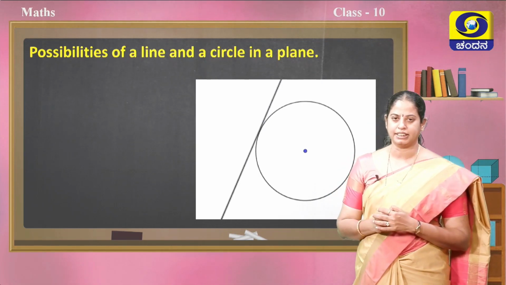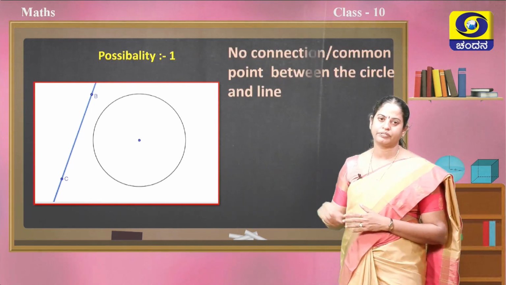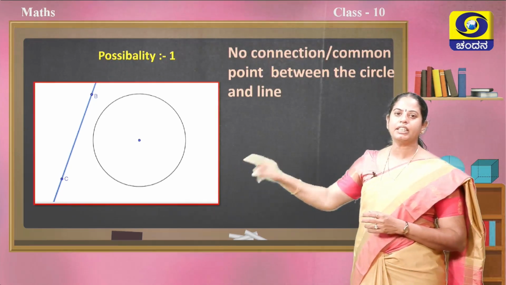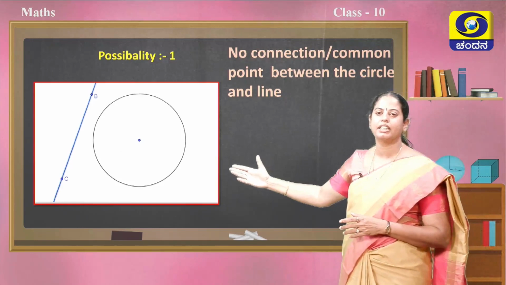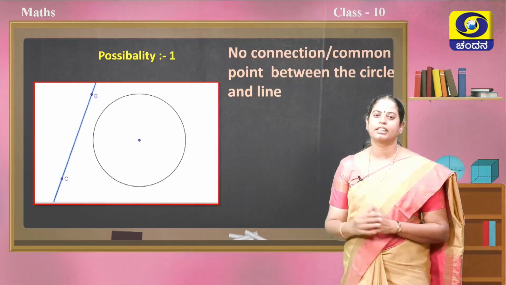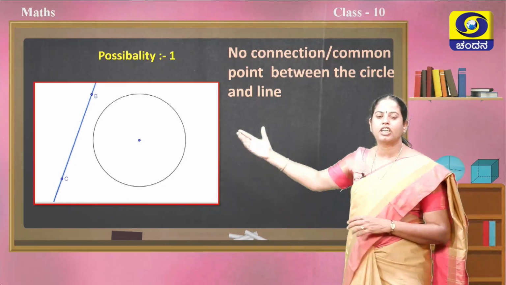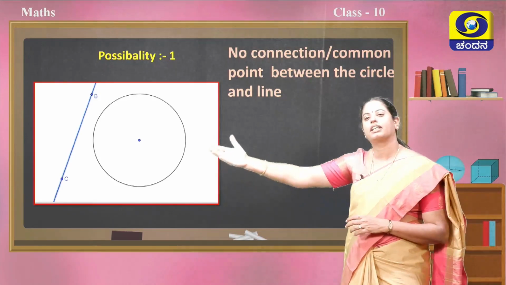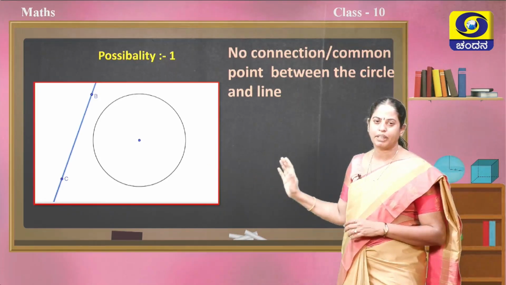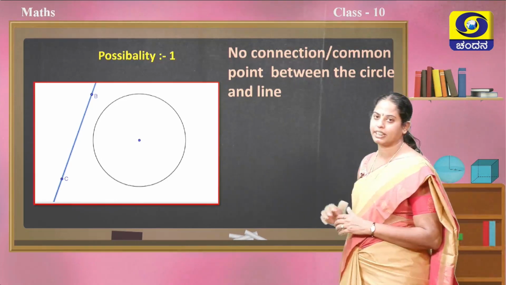Then, what are the possibilities we observed with this video? Let us discuss. Possibility 1. Here, the line BC and the circle are in no way connected. The circle is on the plane and the line is also on the plane, but they are in no way connected.